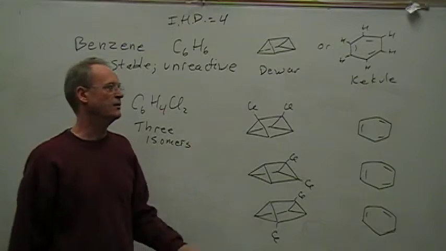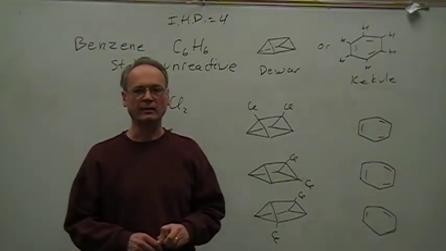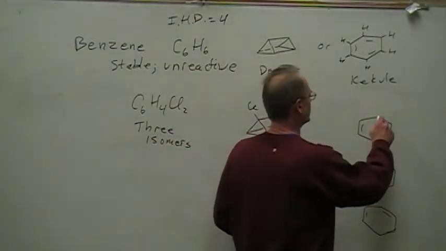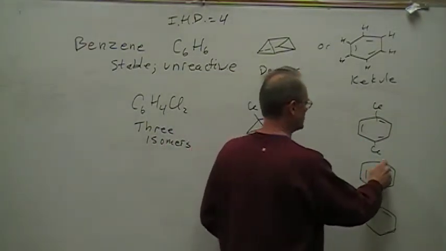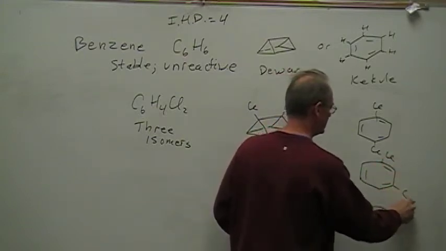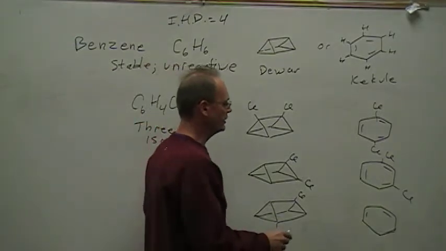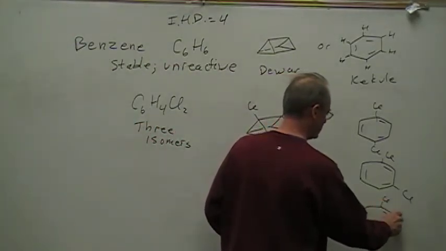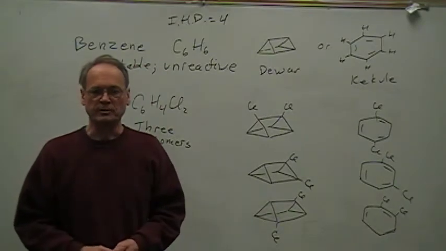He didn't mean that that was the actual structure of benzene. What about on Kekulé benzene? How many different ways could we arrange them? We could arrange them straight across from each other. We could arrange them in an M-type shape, a sort of zigzag pattern like that. Or we could arrange them right next to each other. And so there's 3 possibilities there as well.